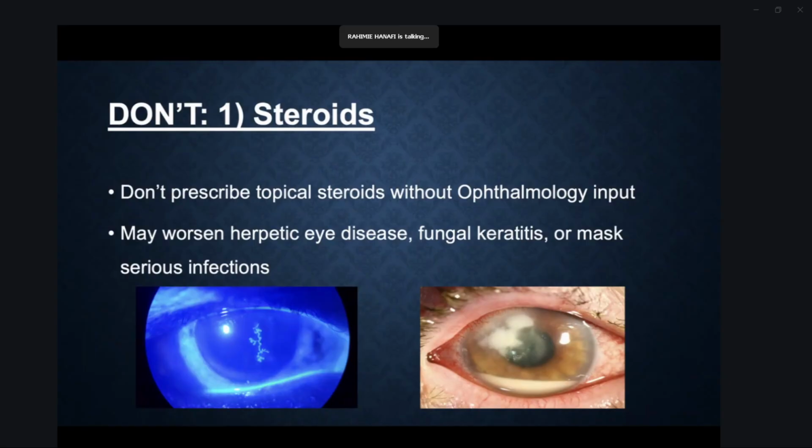So, please do not prescribe topical steroids without ophthalmology input. Okay, that is very important. The photo below on the left shows the dendrites in herpetic eye disease. The right-hand side is the fungal keratitis, or fungal corneal ulcer. As you can see, there's an infiltrate over the cornea with multiple satellite lesions. Also, there is a hypopyon formation, which is the pus accumulation in the anterior chamber.